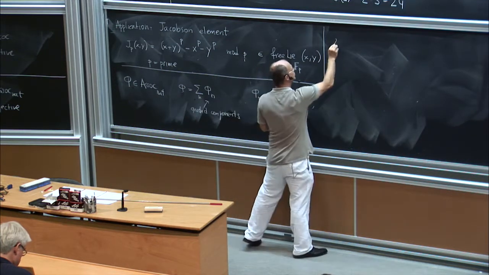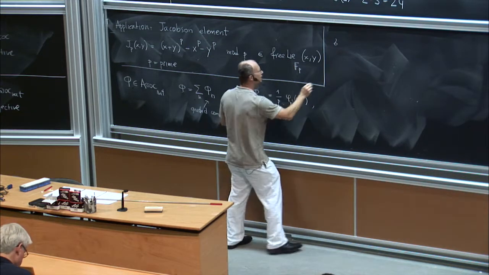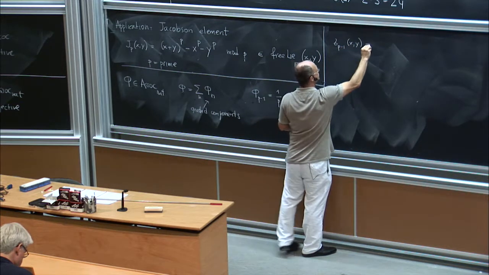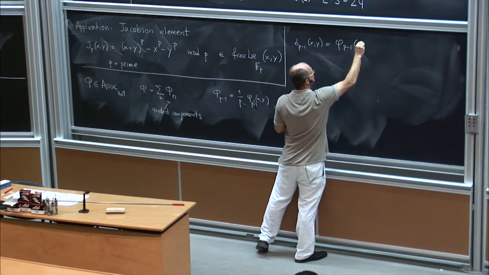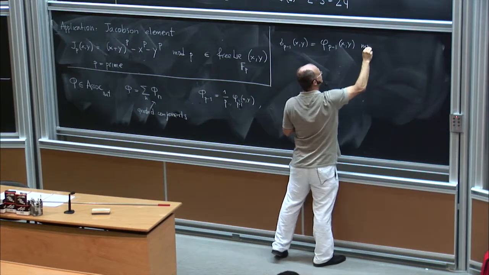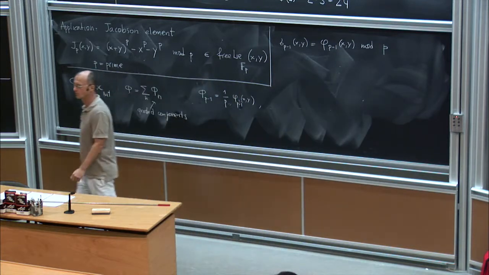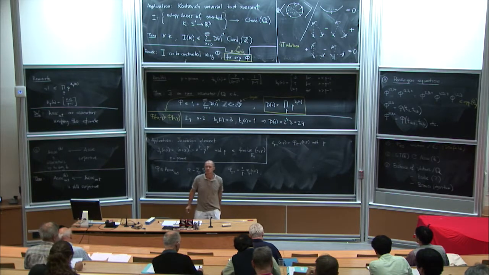Now, let's denote by sigma p minus 1 the residue of the expression mod p. And here, let's assume we allow ourselves to invert all the other primes. So we're only interested now in the prime p.